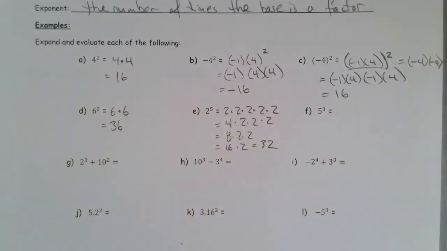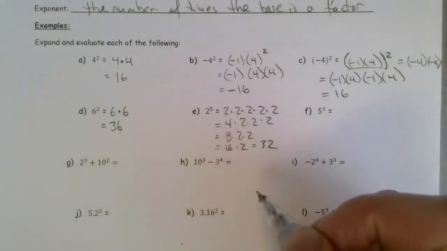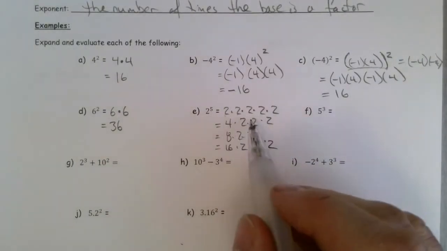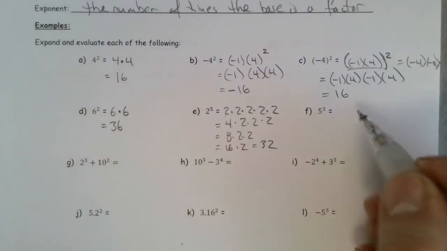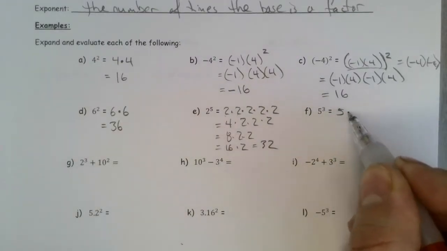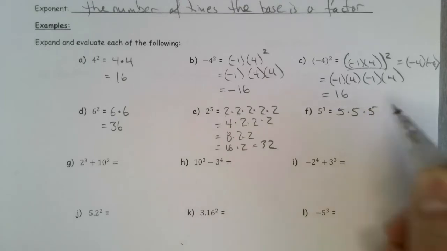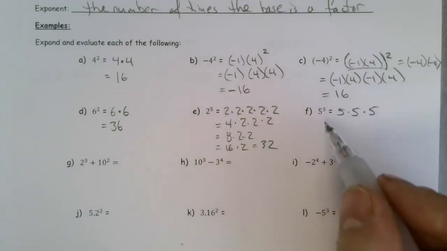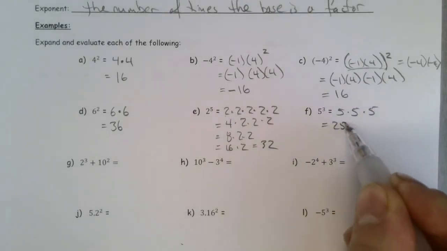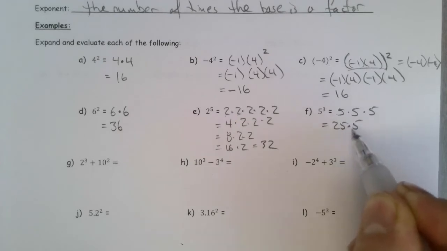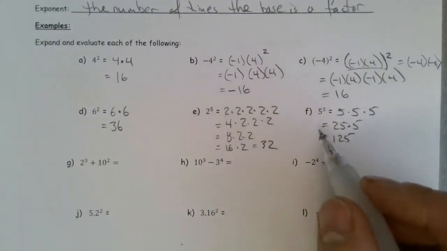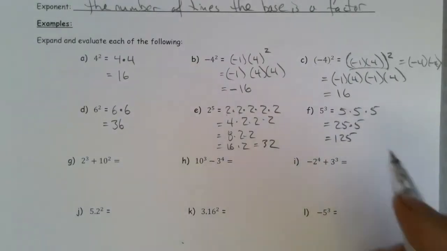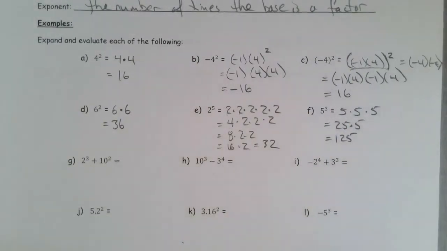Now, I could do that in one step. I really could. But just to illustrate how that works, that's another way I could do that. I could just do a bit of multiplication at a time. Here, 5 to the power of 3 means 5 is the factor 3 times. 5 times 5 is 25. And when I multiply that by 5, I get 125. So 5 to the power of 3, or 5 cubed, because that's how you'd say that, is equal to 125.